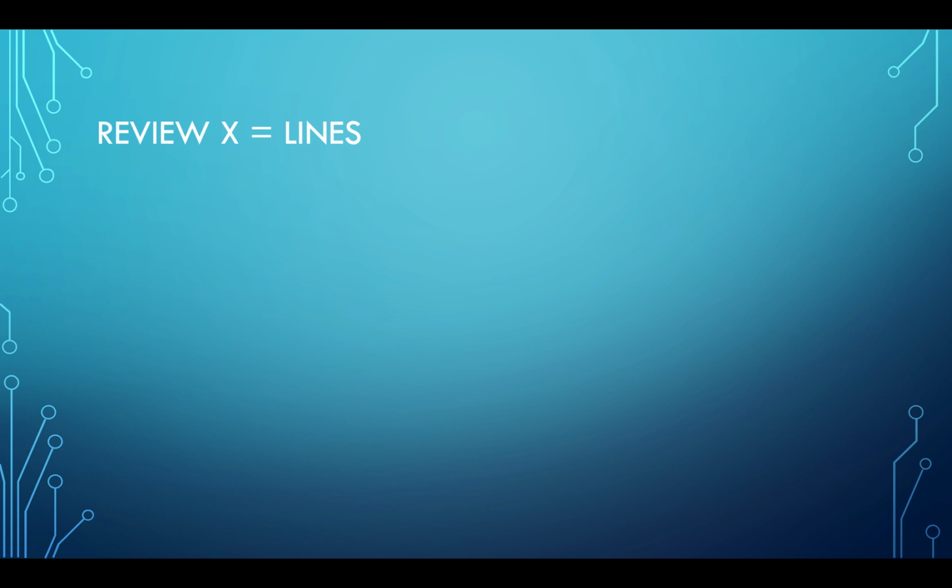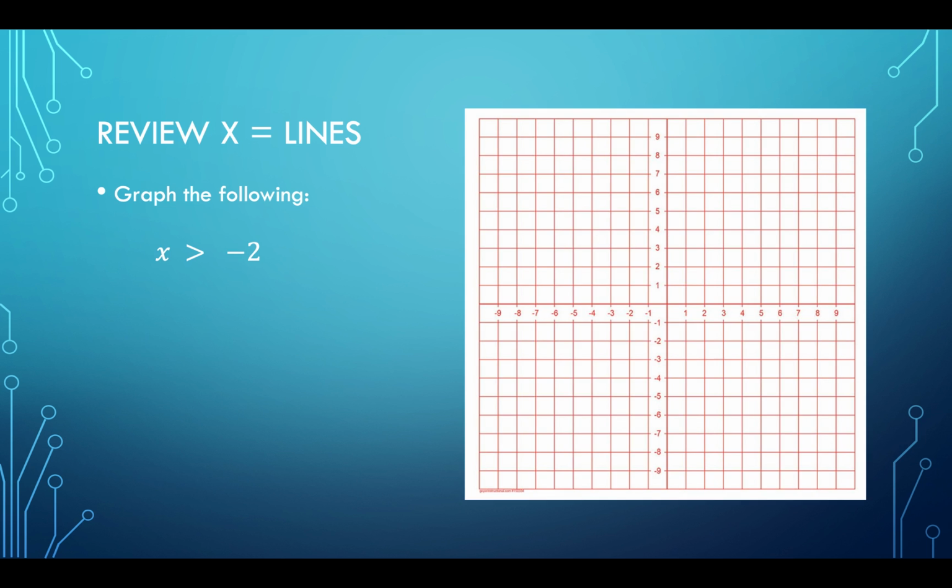Now we're going to review x equals lines. We're going to graph the following: x is greater than negative 2. Once again, here's our graph. This going up and down vertically is our y-axis. Horizontally, left and right, this is our x-axis. And we have x is greater than negative 2. So we're going to find out where on our x-axis negative 2 falls. And it falls right over here. So at negative 2, we're going to put a dot.